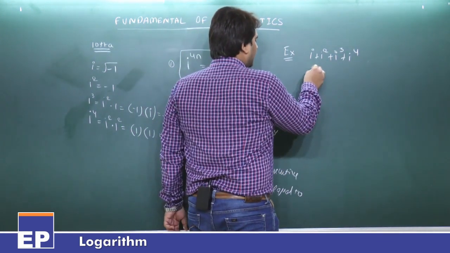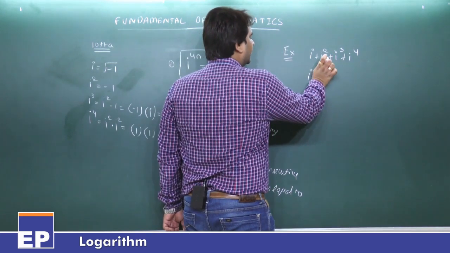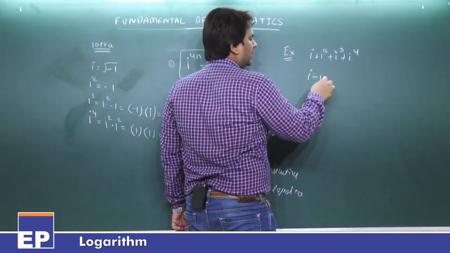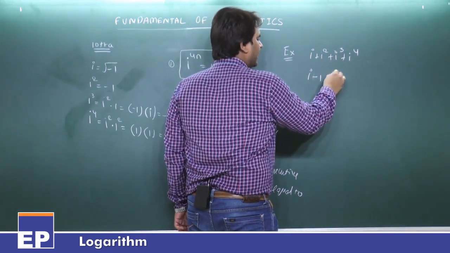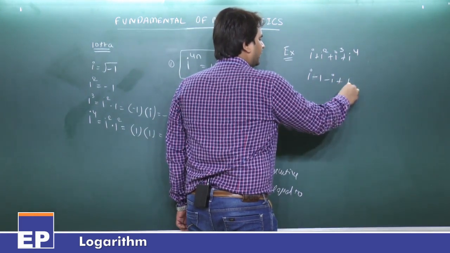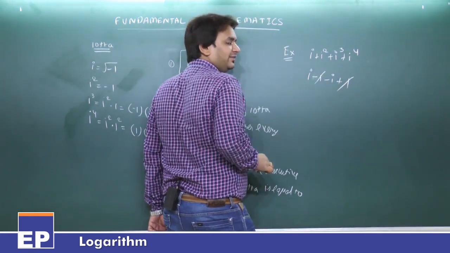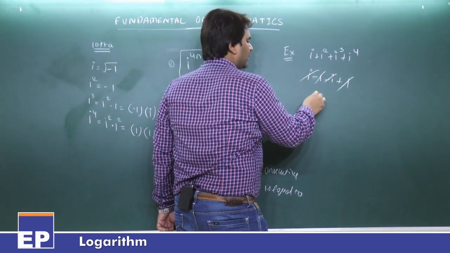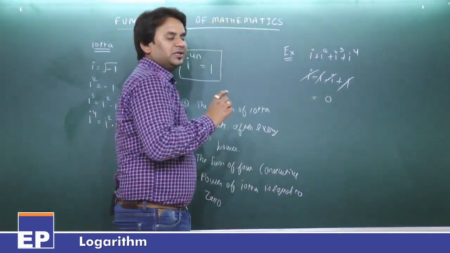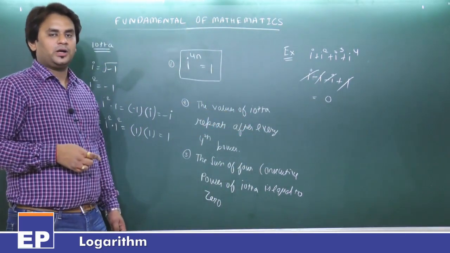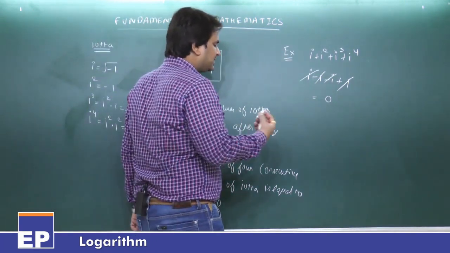Let's see. Iota plus, what is the value of iota square? Iota square is minus 1. What is the value of iota cube? It is minus iota. What is iota to the power 4? That is 1. 1 and minus 1 cancel out. Iota and minus iota will cancel out. It will become 0. The sum of 4 consecutive powers of iota is always equal to 0. Let's take one more example.